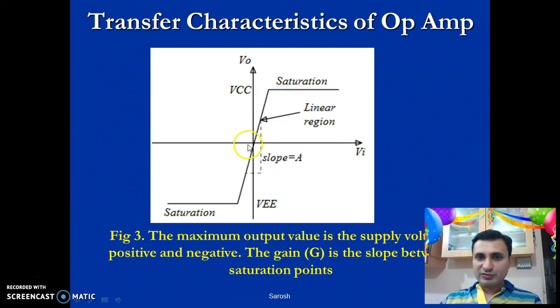So is the case with positive as well as negative saturation. We call these plus Vsat and minus Vsat output voltages respectively. The values are correspondingly plus 14 and minus 14 volts for a typical 741 integrated circuit. The linear region over here exhibits the slope. The slope gives us the value of our saturation voltage.